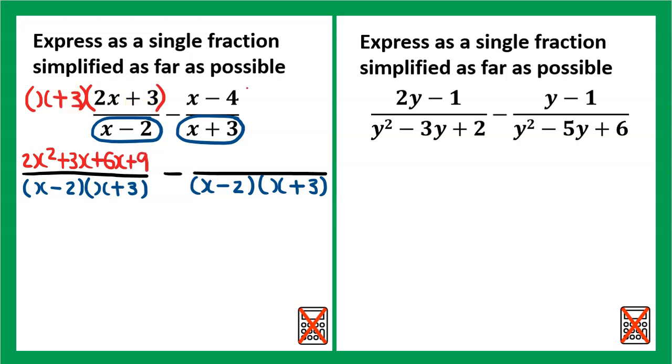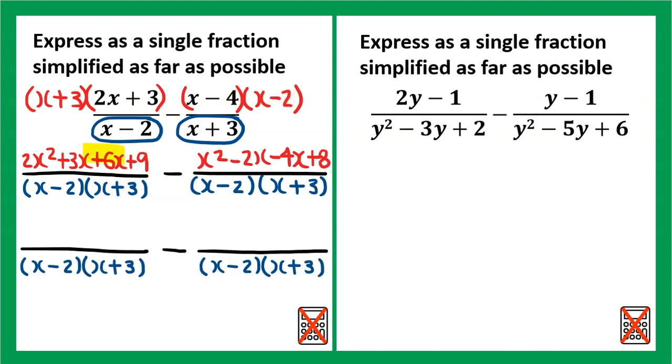On the right hand side, x plus 3 has been multiplied by x minus 2. Again, we have double brackets. X times x is x squared. X times negative 2 is negative 2x. Negative 4 times x is negative 4x. And negative 4 times negative 2 is positive 8.